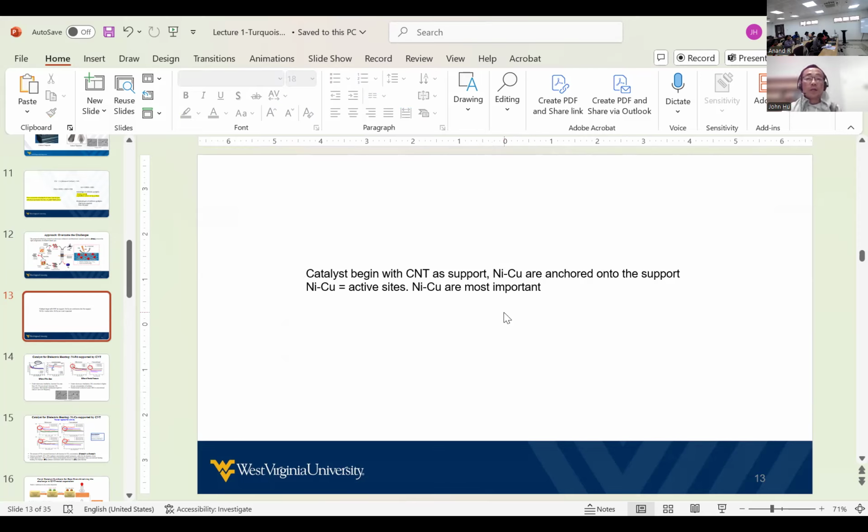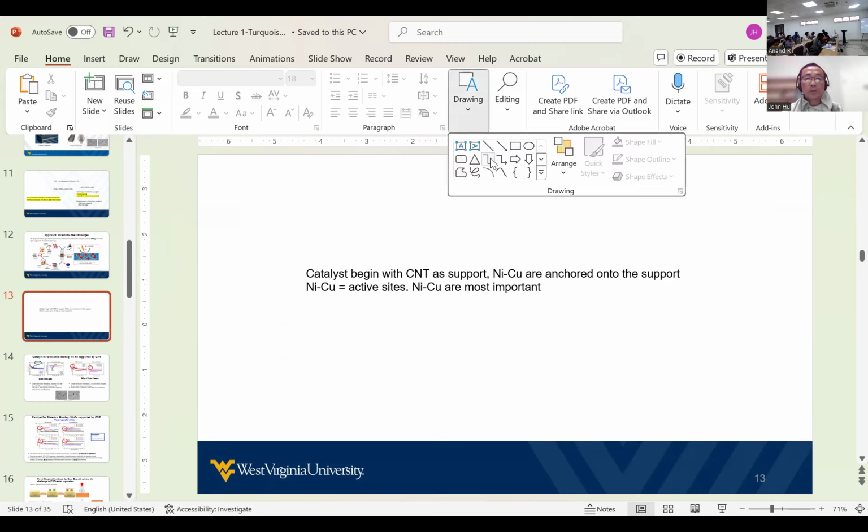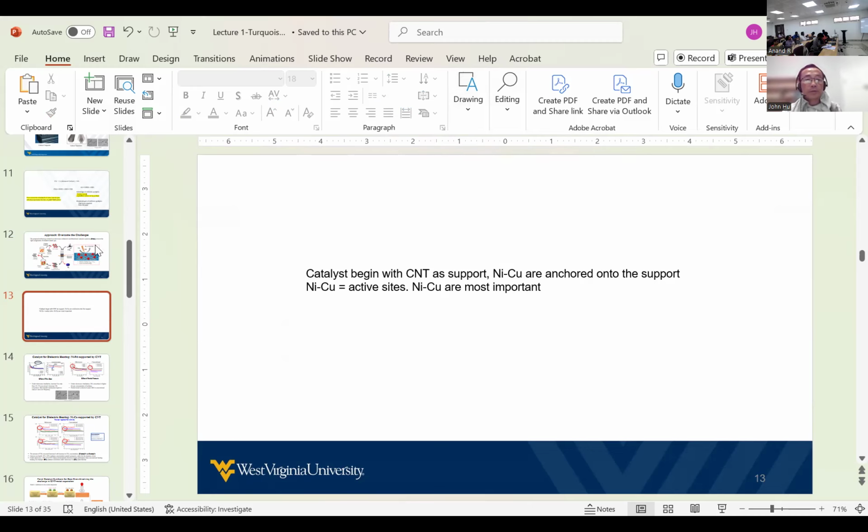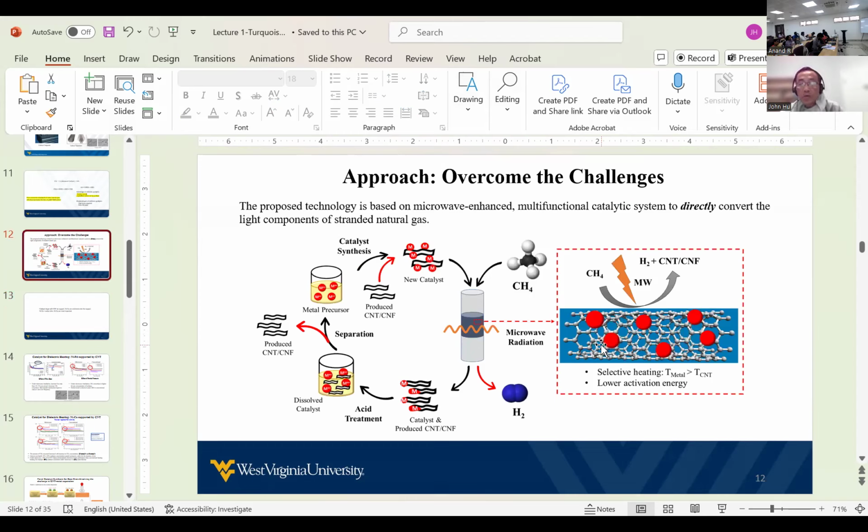Okay. So this is the catalyst. I tried to draw a cartoon here. So let me go back here. So this is the catalyst. We begin with the carbon nanotube. Do you see that? Then we put a metal. You see the metal? The red dots are metal on the surface. So we put this catalyst into the reactor and then begin the process. And carbon nanotubes grow on these red dots.